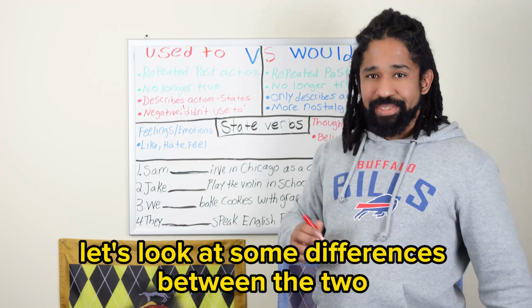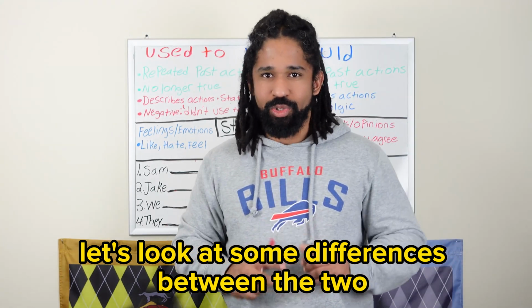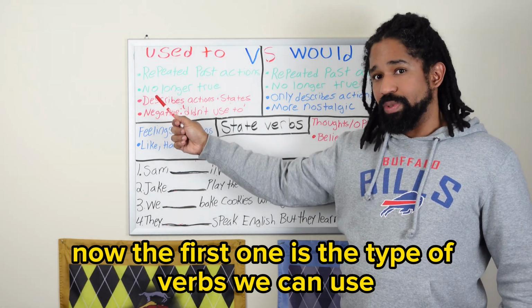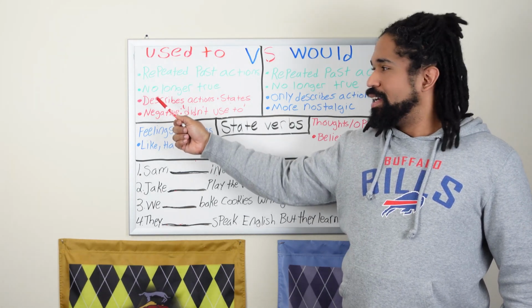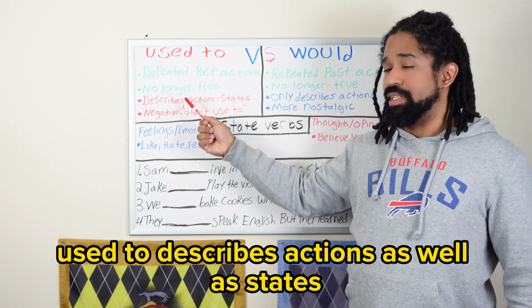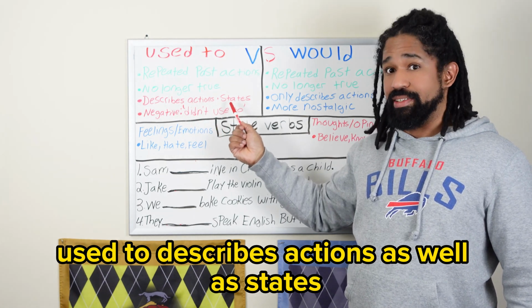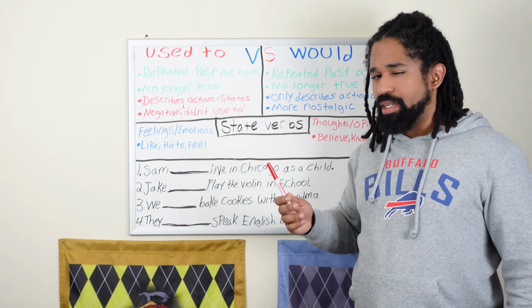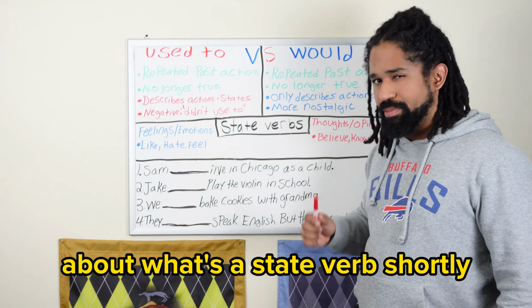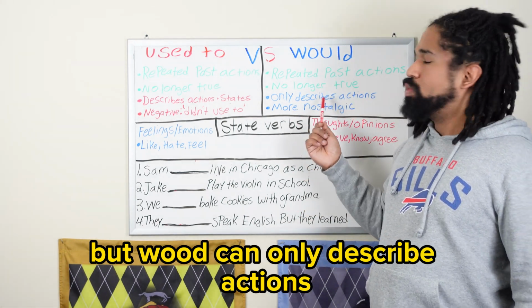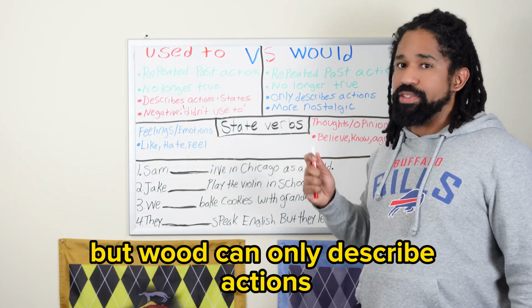Let's look at some differences between the two now. The first one is the type of verbs we can use. Used to describes actions as well as states. Now, we're going to look more at what a state verb is shortly. But would can only describe actions.